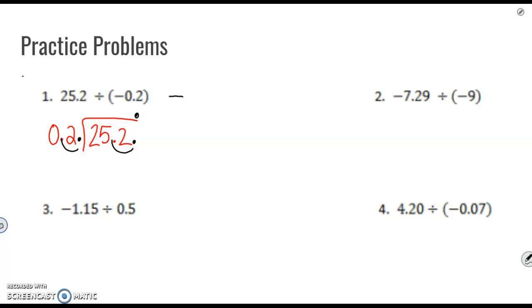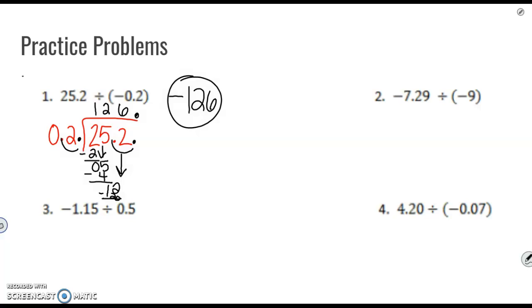Now you can divide. 2 divides into 2 once with 0 left, and we bring our 5 down. 2 divides into 5 twice. 2 times 2 is 4 with 1 left, bring our 2 down. 2 divides into 12 6 times. So number 1 is negative 12.6.